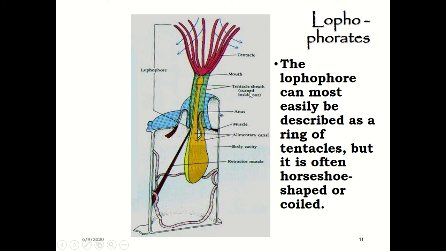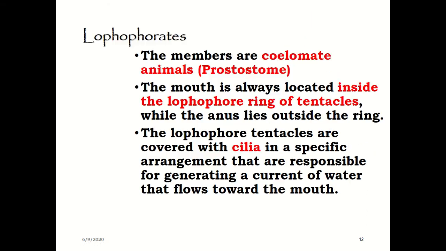So the lophophore can most easily be described as a ring of tentacles. Here a lot of tentacles form a ring, but it is often horseshoe or coil in shape. The members of Lophophorates are coelomate animals, meaning they do have a coelom, under the group of protostomes. The mouth is always located inside the lophophore ring of tentacles, meanwhile the anus lies outside the ring.